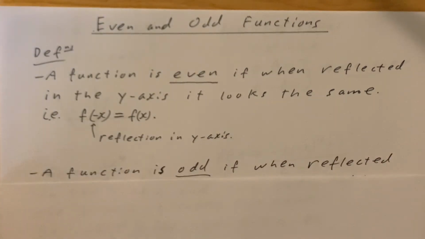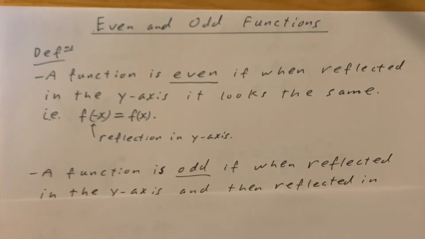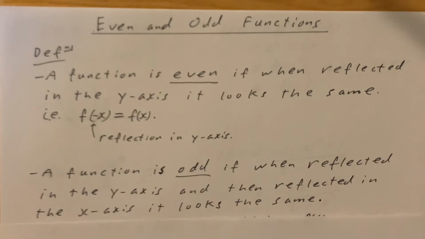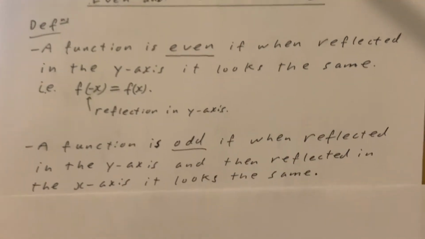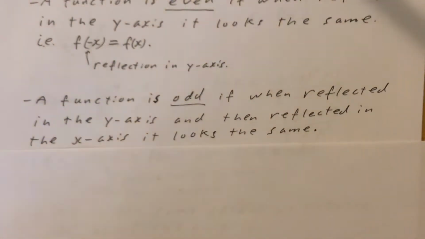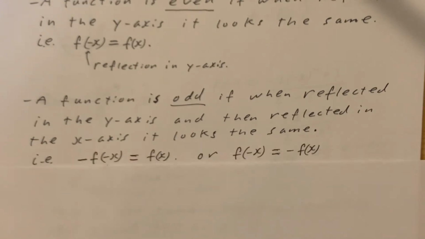Odd function, there's an extra step. So an odd function is odd if when reflected in the y-axis and then reflected in the x-axis, it looks the same. So it has to go through a double reflection here. So if it's reflected in the y and the x, or the x and then the y, it doesn't matter which order, and it looks the same, then you have an odd function.